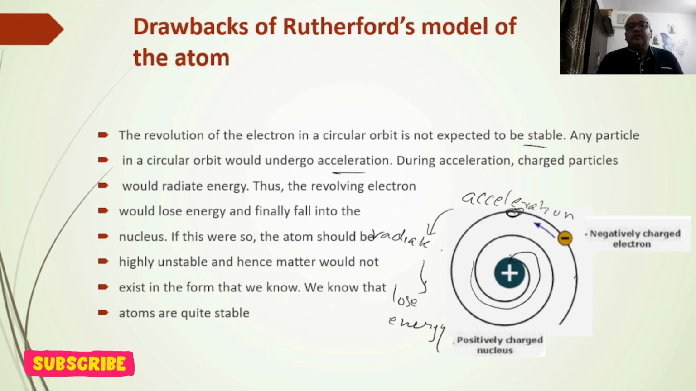So what will happen? Will it be neutral? No. Why? Because the electron is finally moving into the nucleus, right? But we know that atoms are quite stable. So Rutherford was not able to make us understand how this is happening, right? So this was the drawback of the Rutherford model of the atom.